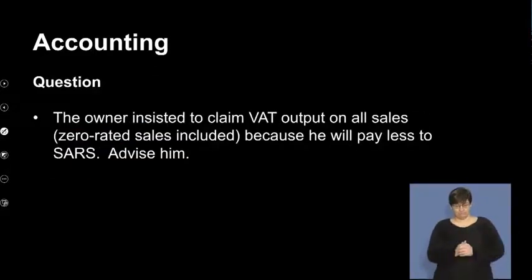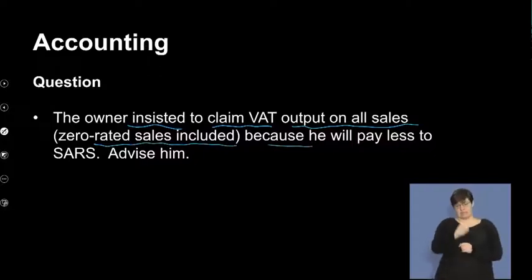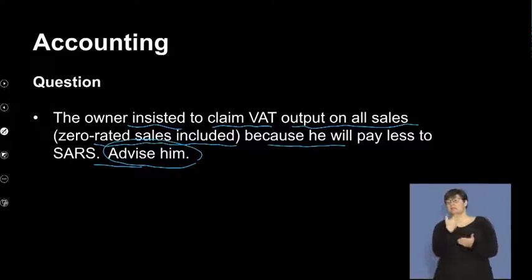Right. The question says, the owner insisted to claim VAT output on all sales, zero-rated sales included, because he will pay less to SARS. Advise. Right? Look at the question. The question says, the owner insisted to claim VAT output on all items.